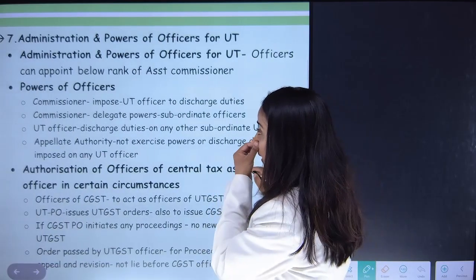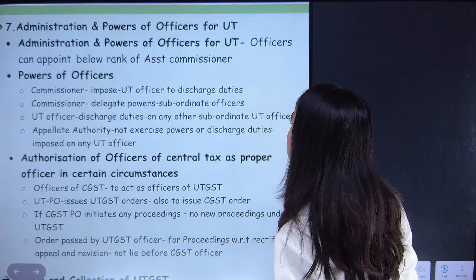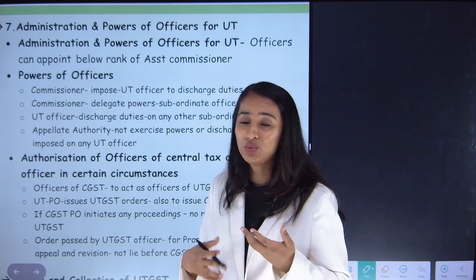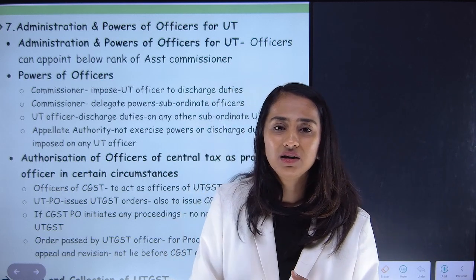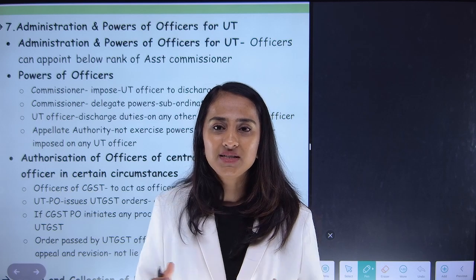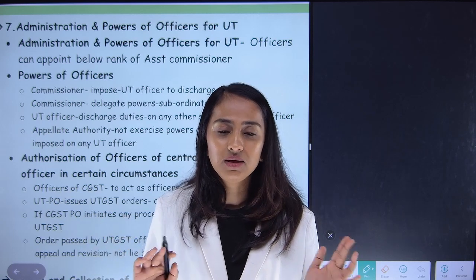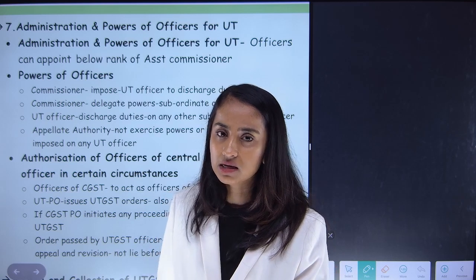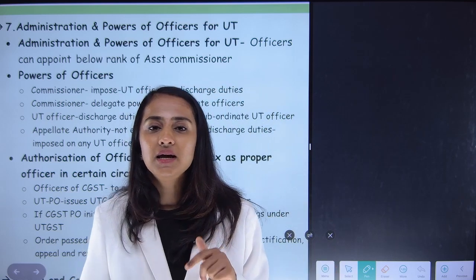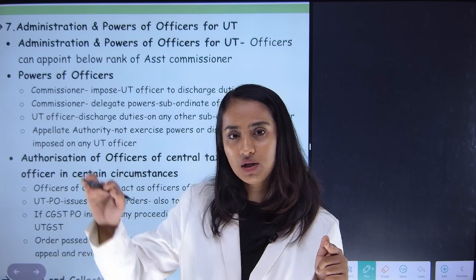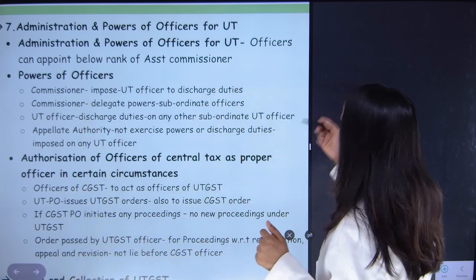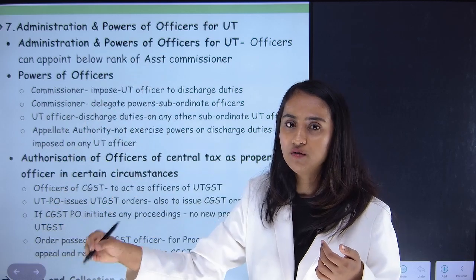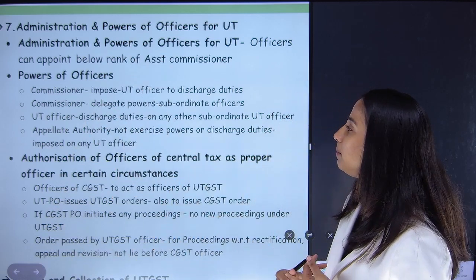Cool. Okay, now they're talking about administration and powers of officers for Union Territory. So they're saying who can appoint, who can administer any matters under UT-GST. UT-GST is same as SGST only, but here in your chapter exclusively Union Territory tax has been discussed, so we will discuss this. They're saying any officer can appoint any other officer below the rank of an assistant commissioner. I am an officer, I can appoint another officer, but he should be below the rank of assistant commissioner. Point number 1.